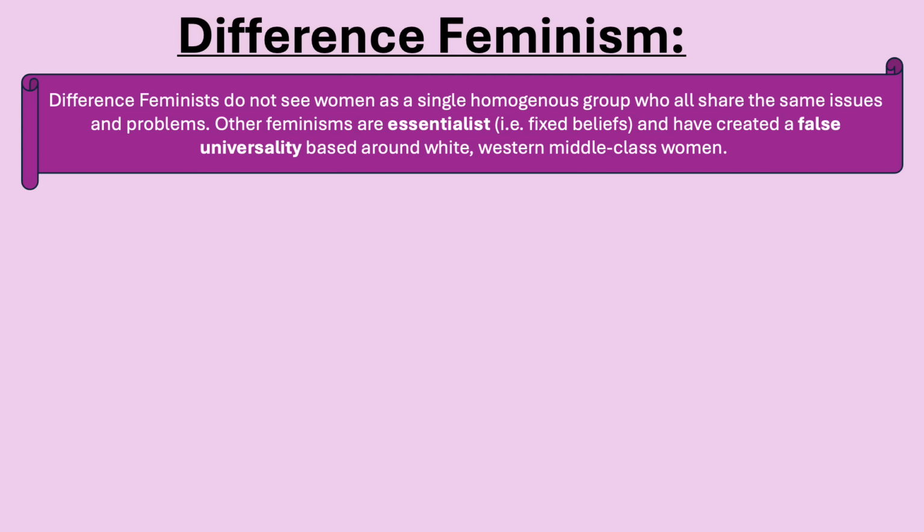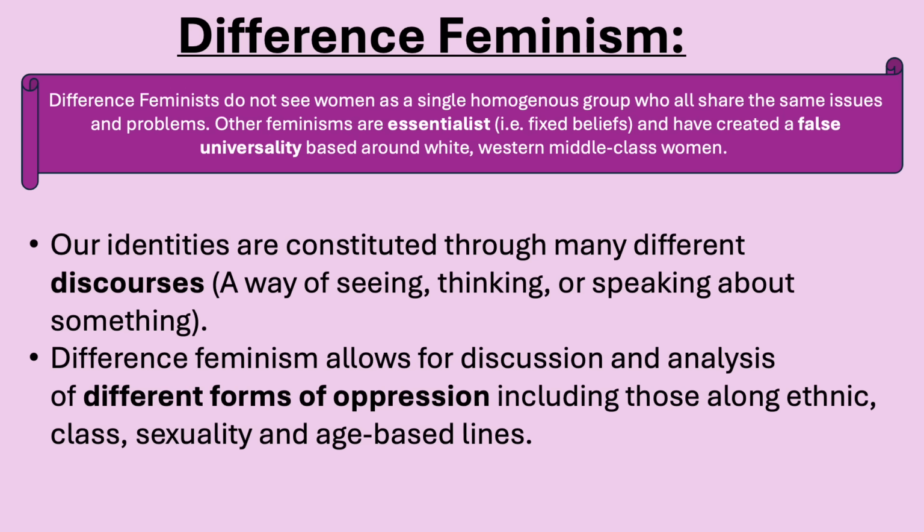So difference feminists do not see women as a single homogeneous group who all share the same issues and problems. Other feminisms are essentialist, that is, fixed beliefs, and have created a false universality based around white, Western, middle-class women. Our identities are constituted through many different discourses, and discourse basically means a way of seeing, thinking, or speaking about something. Difference feminism allows for discussion and analysis of different forms of oppression, including those along ethnic, class, sexuality, and age-based lines.